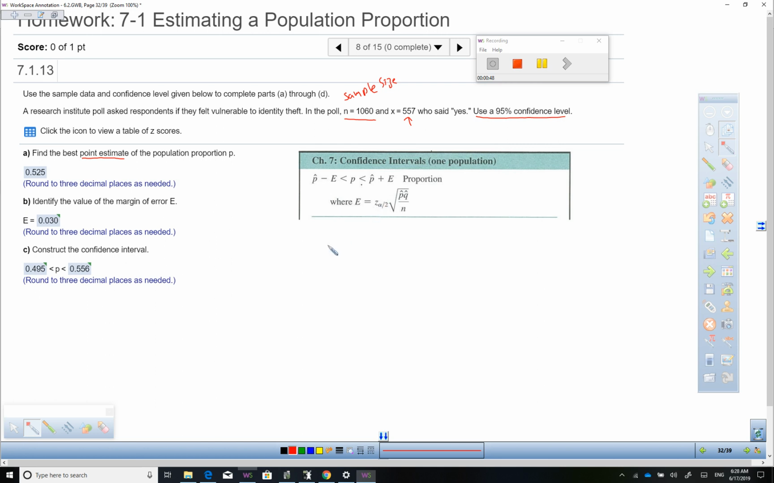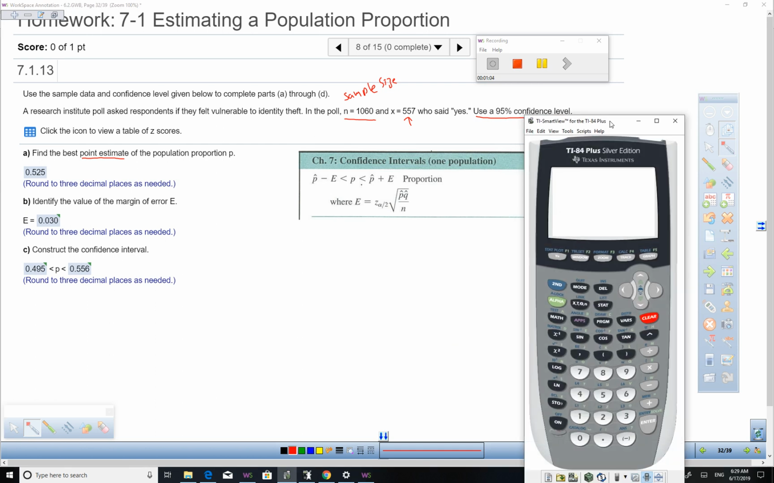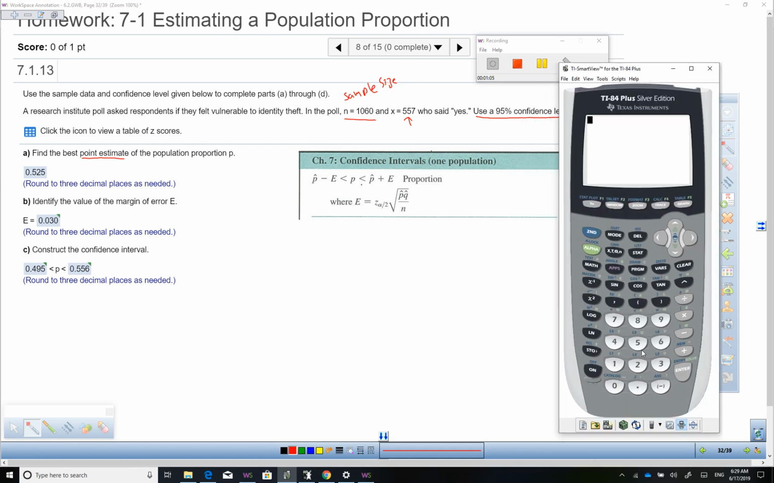Okay, so first part, we need to find this value, which is just the proportion of people who say yes in the sample. Okay, so that value is obtained by dividing 557 by 1060. Okay, so that is 0.525. You round it up to the third decimal place, and that is what we know as the p hat, the one from the sample.